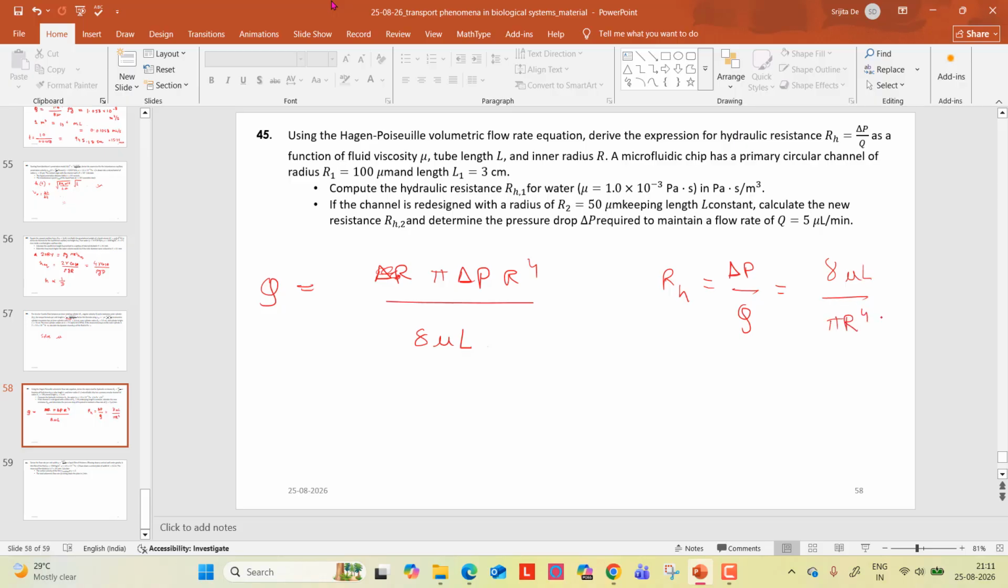So compute the hydraulic resistance for water. If you put all the values, 8 into mu for water is given, L is given, pi r to the power 4 is given, so you will get the hydraulic resistance for water. If the channel is redesigned with a radius of R2, keeping length L constant, calculate the new resistance and determine the pressure drop required to maintain the flow rate of 5.